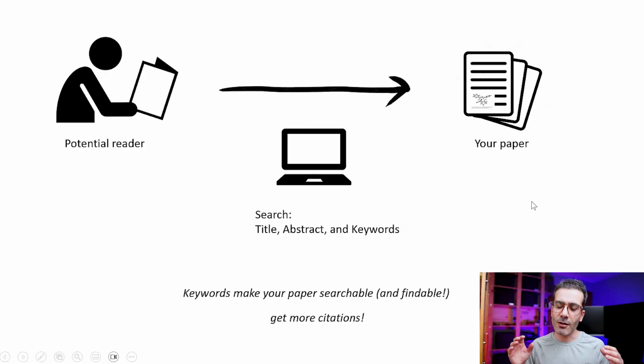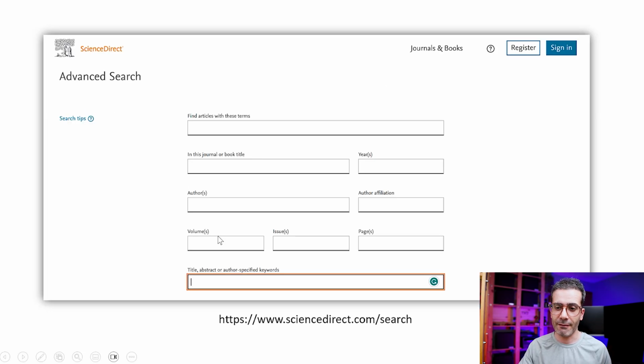Here it's all about putting yourself into the shoes of a potential reader and thinking of what you want to have in your keyword. Here I'm showing you an advanced search for ScienceDirect, and as you can see, the title, abstract, and the keyword are all in one box. So if you search something, it's going to search through everything.